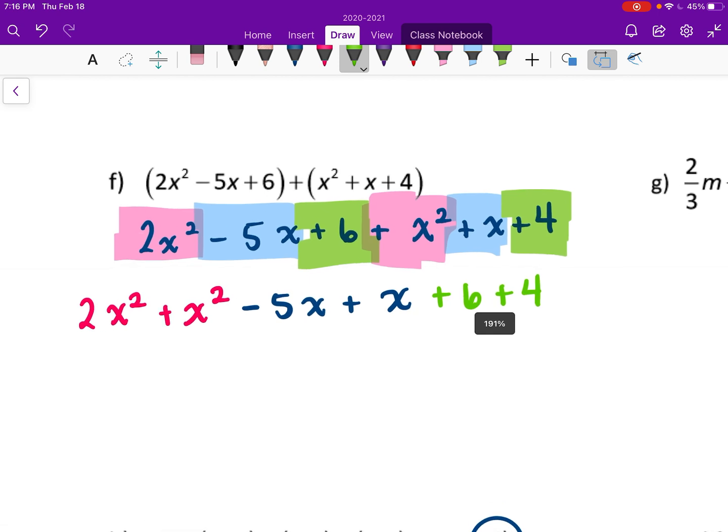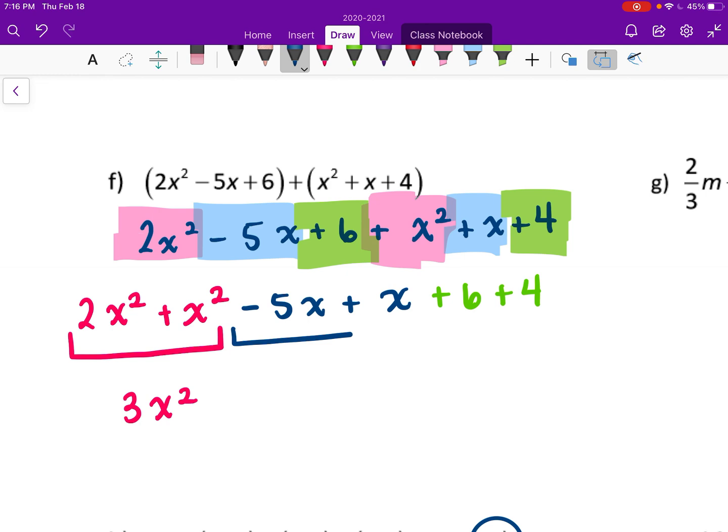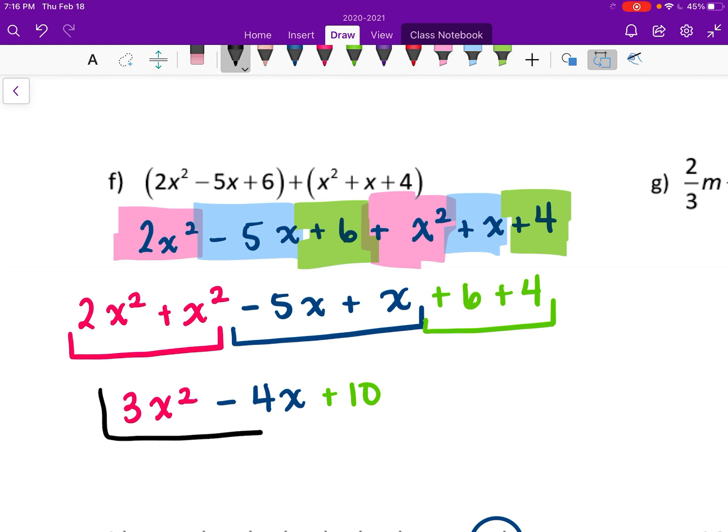Now I'm just going to go and simplify this. We're going to do 2 plus 1. That's going to leave me with 3x squared. I'm going to go in and do negative 5 plus 1, which is going to leave me with negative 4x. And then I'm going to do positive 6 plus 4, which is 10. And that is the most simplified version because now everything only has one number in front of it.